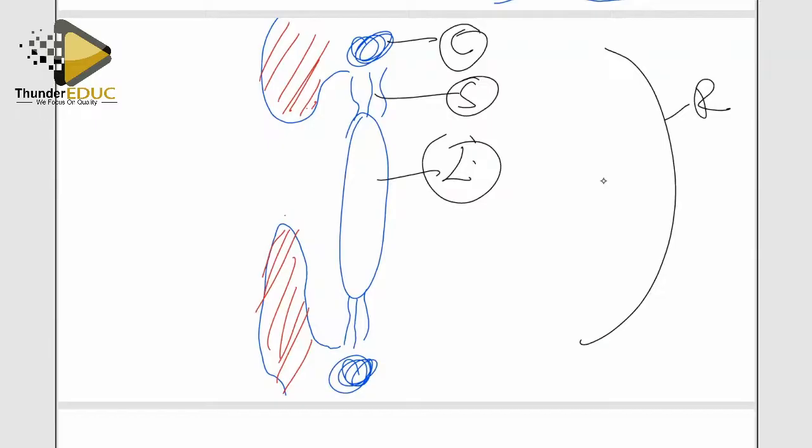So what is accommodation? Basically, it's the ability of the eye to view the near and the far object. How does the eye do that? It does that by adjusting the focal length. So how does it adjust the focal length? These muscles must relax and contract so that it brings about that.